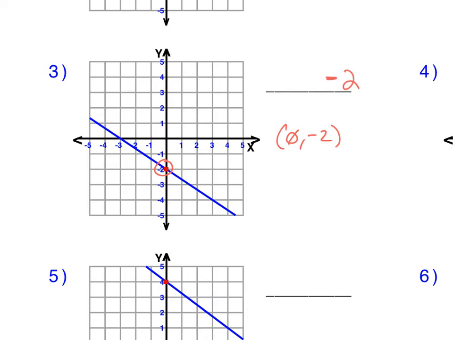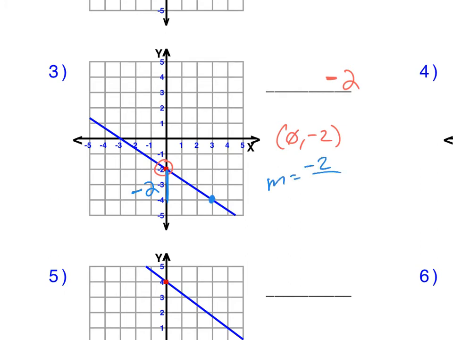Next, I have to find a point on the line. So I can't use that one nor that one, but this one is in the corner of a square. I'm going to choose that point right there. And going left to right, I know this is going down. It's a decreasing line. I'll have a negative here. I have to go down how far? 2. Down 2. So that's a negative 2 for my slope. My slope will be negative 2.